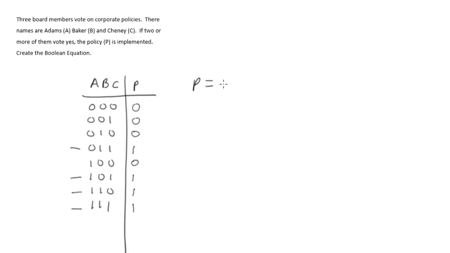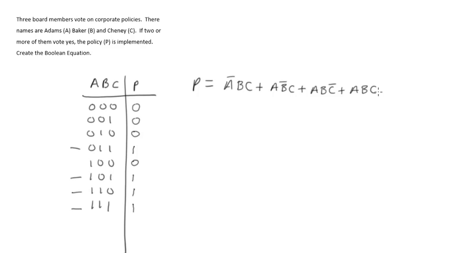The first one is A naught and B and C. Or the second one is A and B naught and C. Or the third one is A and B and C naught. Or the last one is A and B and C.